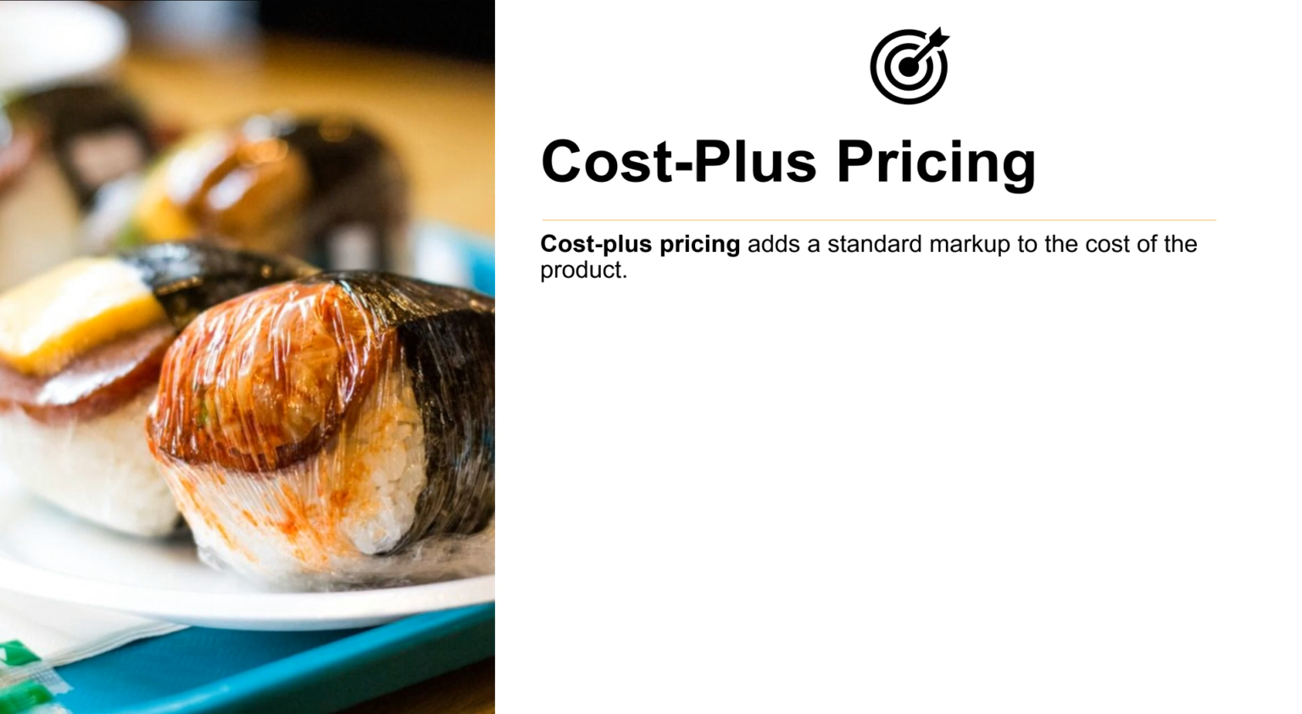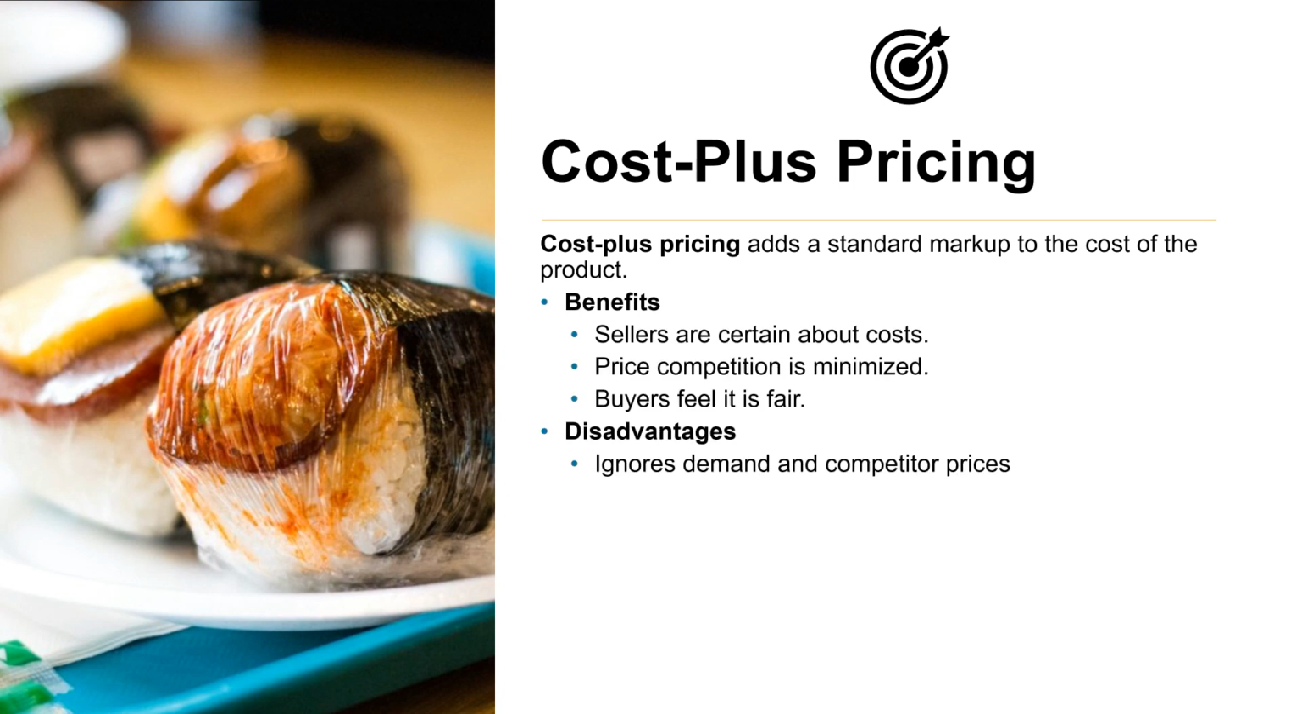So cost plus pricing is when you actually create a product, say this is our cost, and then we're going to put a standard markup. So the benefits of doing this is that, number one, it's pretty easy to do. You got to be really certain that you know what your costs are when you're pricing it this way. You probably want to make sure that you don't have a lot of competition.